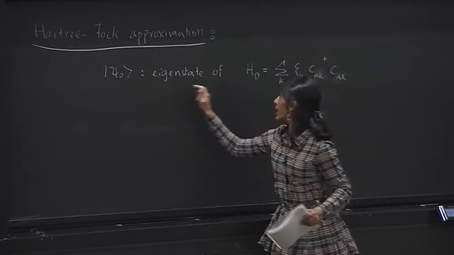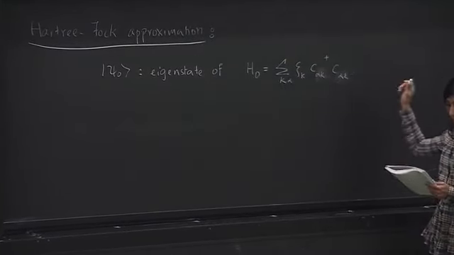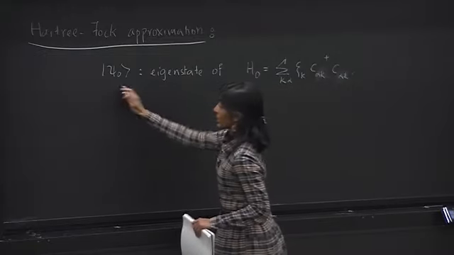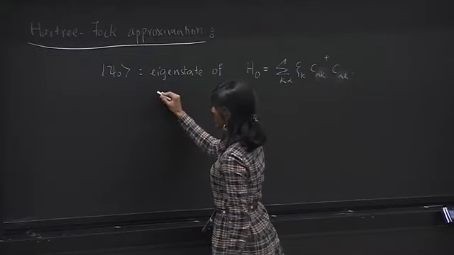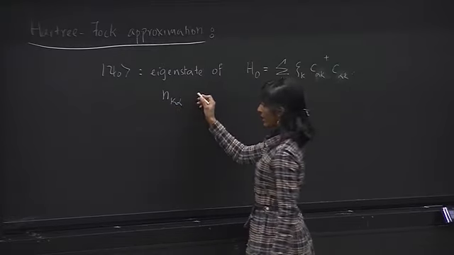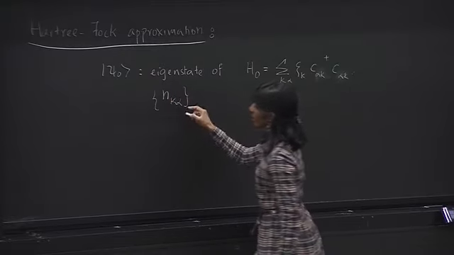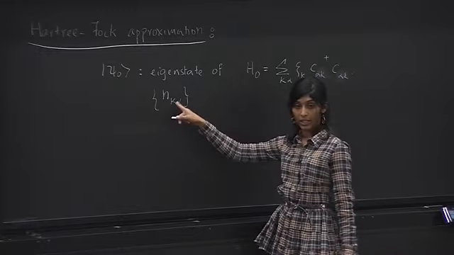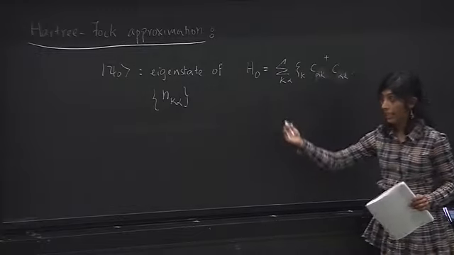So psi 0 is an eigenstate of this free Hamiltonian. We know that we can specify every eigenstate of this Hamiltonian by just the occupation numbers of momentum k and its spin alpha. So there's a set of these occupation numbers for each spin and each k that specifies every single eigenstate of this problem.